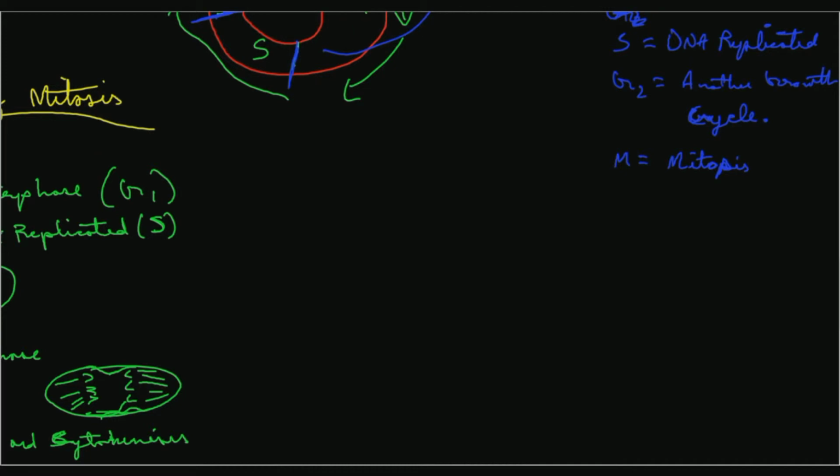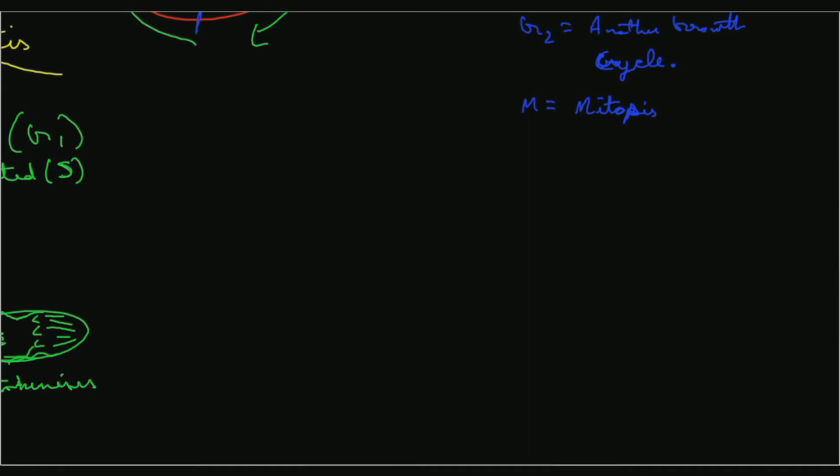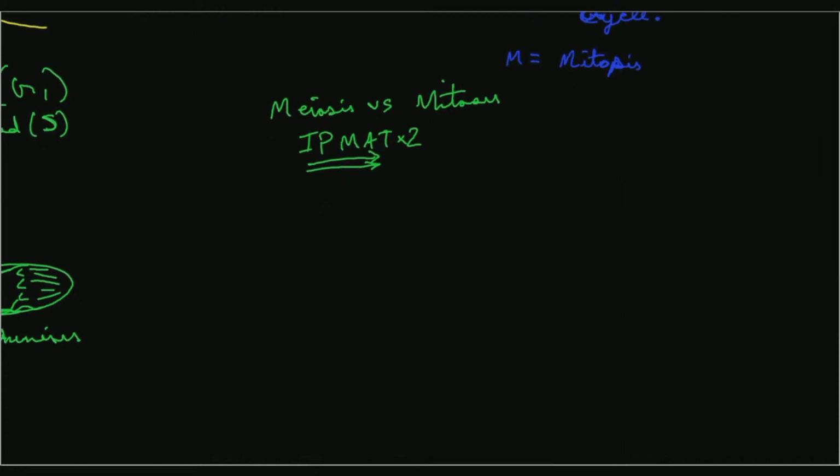Alright, so then we have meiosis versus mitosis. Let's go ahead and talk about that. Okay, so meiosis is basically going to be IPMAT times 2. Okay, so basically it'll go through the whole process, and then it'll go through it again, and we'll have 4 different cells. Okay, now basically all the stages are the same.